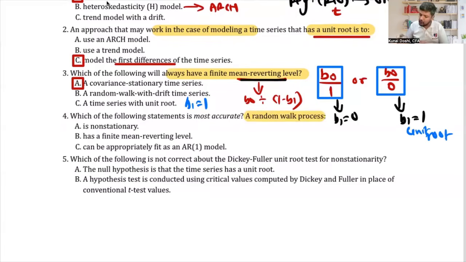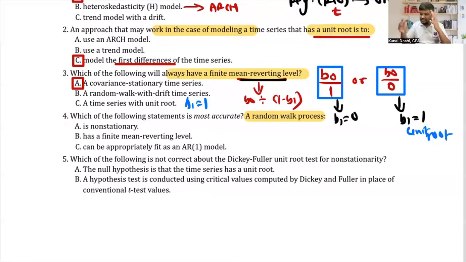Which of the following statements is most accurate? A random walk process is non-stationary, has a finite mean reverting level, can be appropriately fit as an AR model. Everyone in the class should answer this. Question number 4. A random walk process is non-stationary, guys, with or without drift. Both are non-stationary. Am I correct? Yes or no?